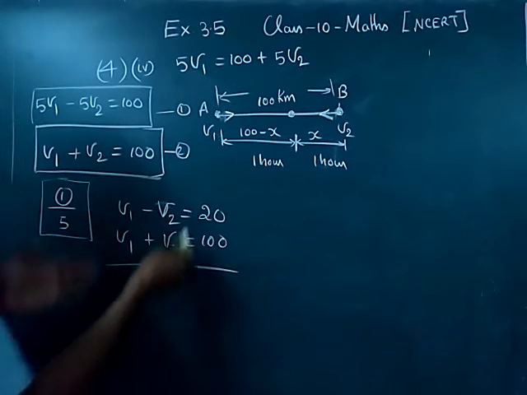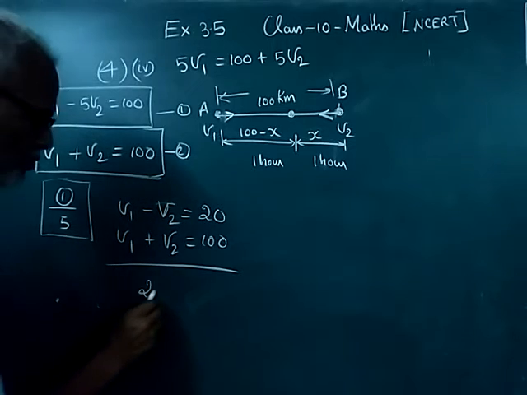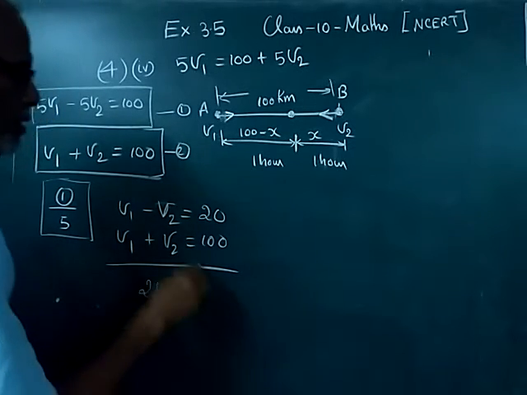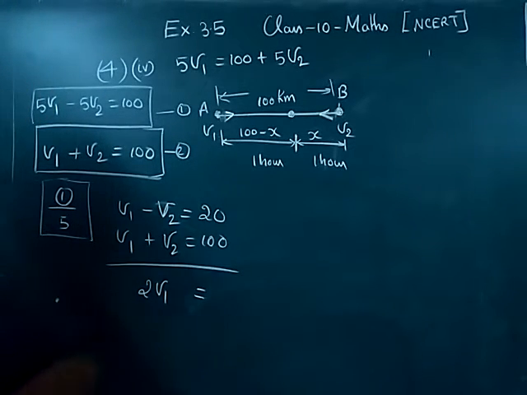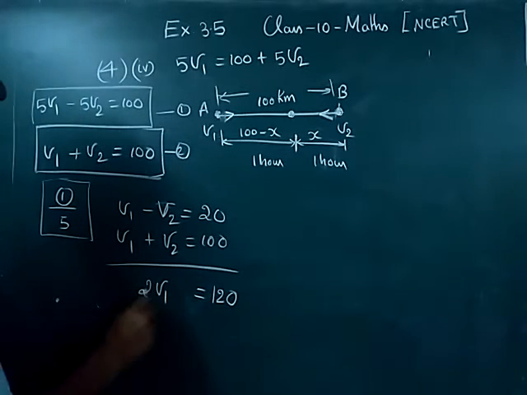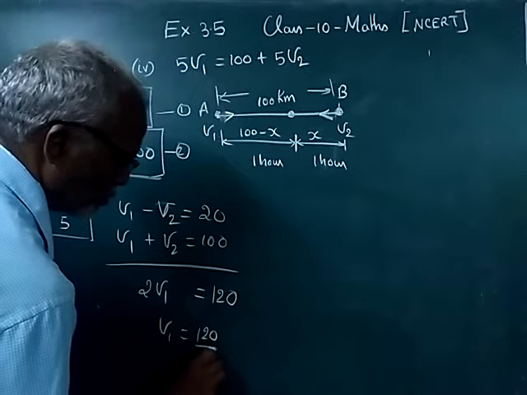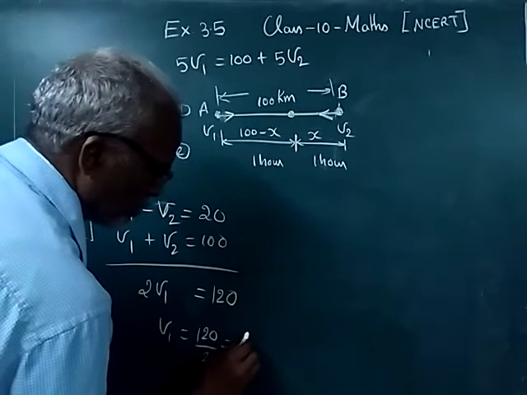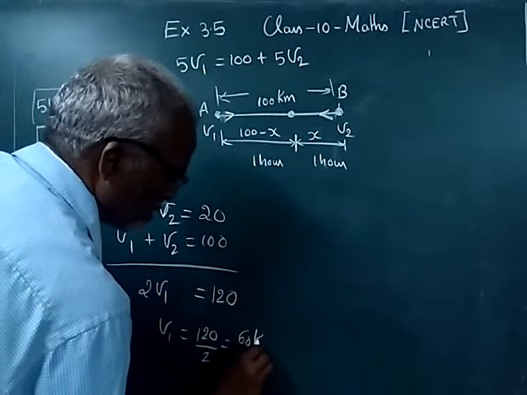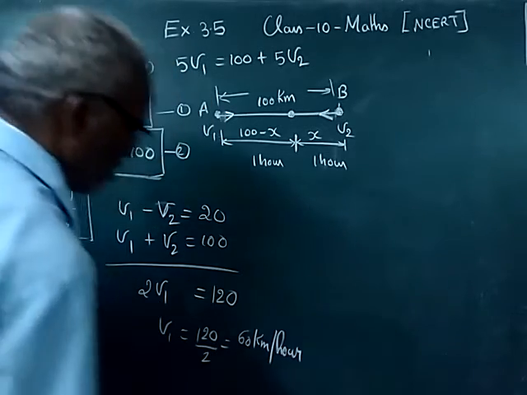We will add these two equations. So if you add, this will become 2V1. If you add, both the V2 terms will get cancelled and this will give you 120. From this, V1 is equal to 120 by 2, which is equal to 60 kilometers per hour. This is the speed of car 1.